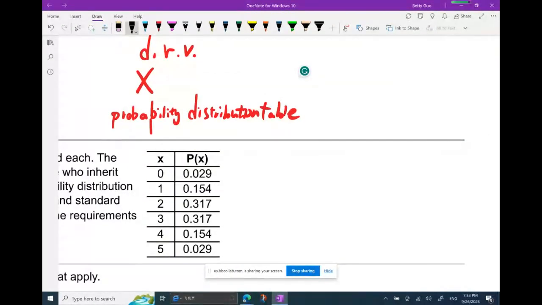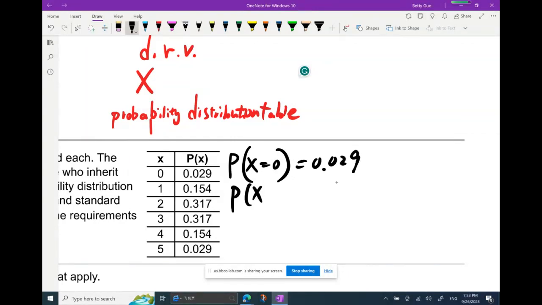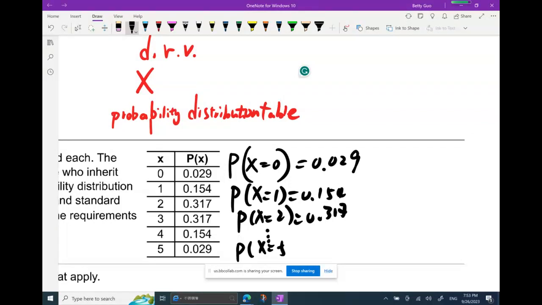So let me explain. When x equals 0, you see this as an outcome, or event, a result of the procedure. This means the probability that x assumes 0 is 0.029. The probability that x equals 1 is 0.154. The probability of x equals 2 is 0.317, and so on. The probability of x equals 5 is 0.029. That's how we understand the two columns and the relationship between them.